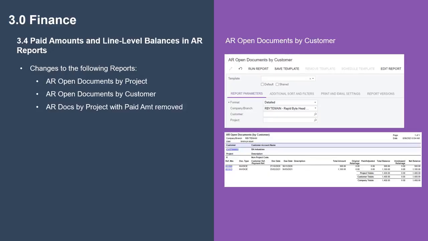The AR Open Documents by Project and by Customer reports have been redesigned to display information as at the current business date, as well as show amounts paid or applied. Both reports are available in the Project Management and Construction workspace, in addition to the Receivables workspace. UI changes made to the selection criteria.